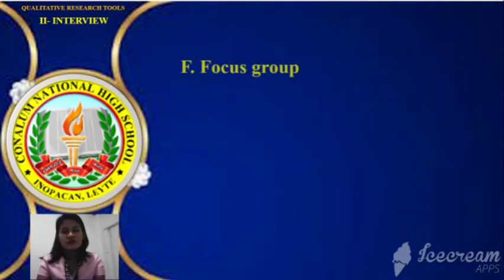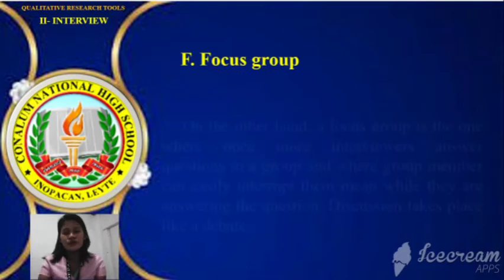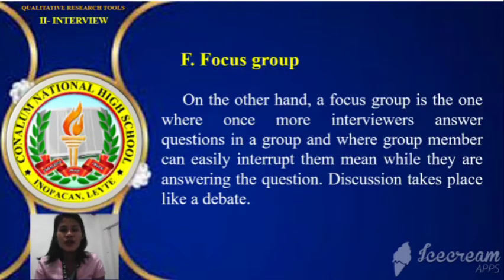Okay. The last one is focus group. On the other hand, a focus group is the one where interviewees answer questions in a group and where group members can easily interrupt them while they are answering the question. Discussion takes place like a debate.